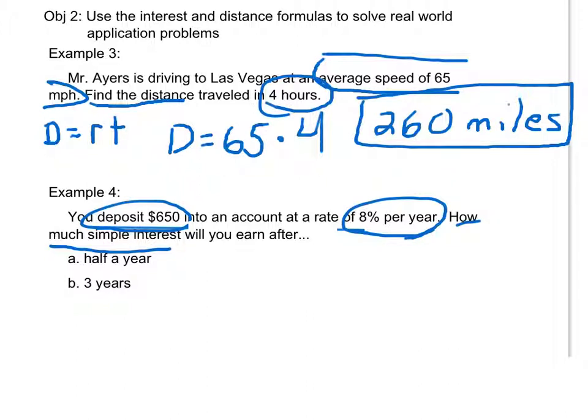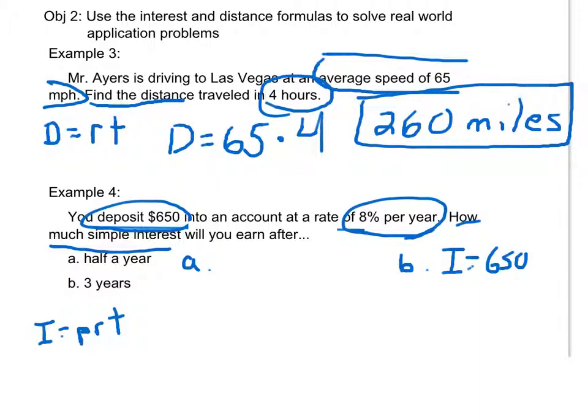Alright, so it says how much simple interest, so we know we're going to use our interest equals principal times rate times time. Now, it's asking us how much simple interest will we earn. Okay, so I'm going to do B over here first. We'll leave a little room for A right here. So B, I want to know how much simple interest, so I'm going to leave my I. Principal, again, that's the amount you start with. Well, I'm starting with $650.